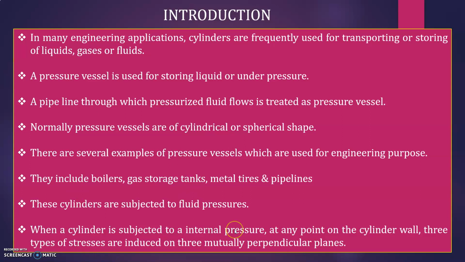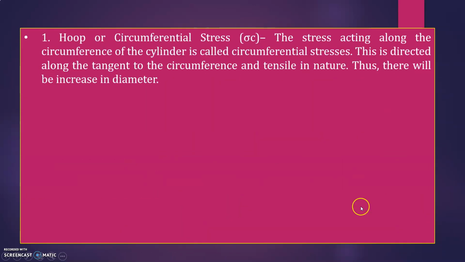When the cylinder is subjected to internal pressure, at any point on the cylinder wall three types of stresses are induced on three mutually perpendicular planes. The first one is hoop stress or circumferential stress. The stress acting along the circumference of the cylinder is called circumferential stress. This is directed along the tangent to the circumference and is tensile in nature. Thus, there will be an increase in the diameter. This circumferential stress is represented by sigma c.